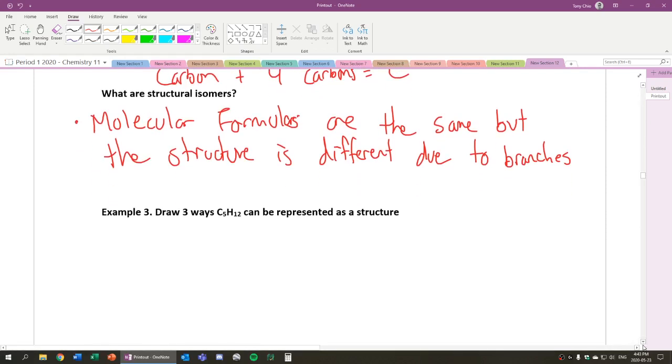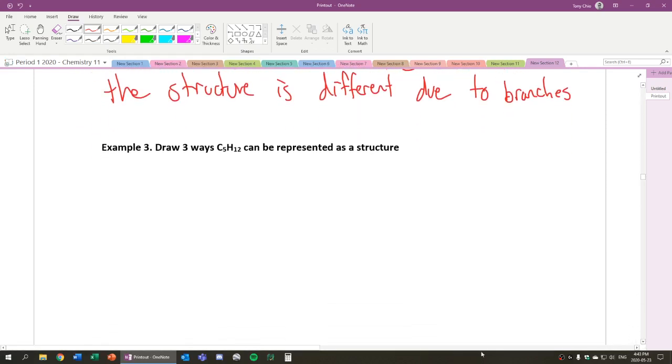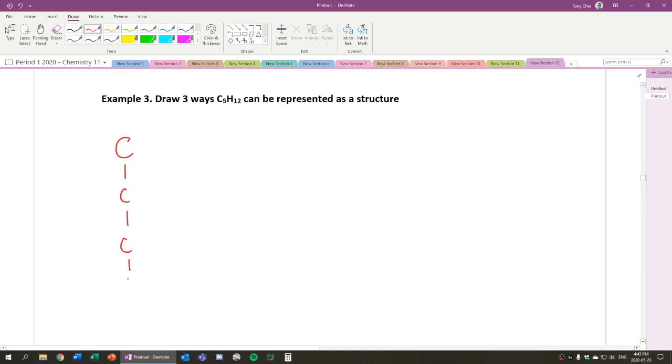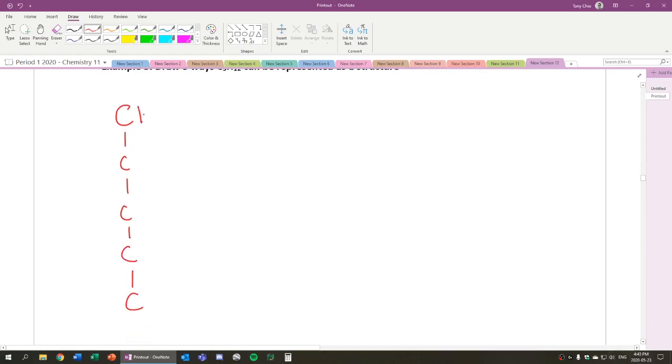So there's actually 3 ways to draw C5H12. Okay, the easiest one for sure is if you just draw it as a linear structure. So I'm going to draw this one going downwards. So C, C, C, C, and a C. Okay, so in this case, this one is CH3, CH2, CH2, CH2, CH3. Okay, that's the simplest model we can draw.